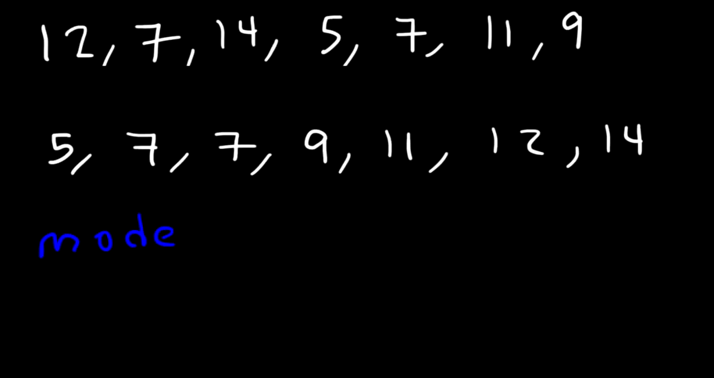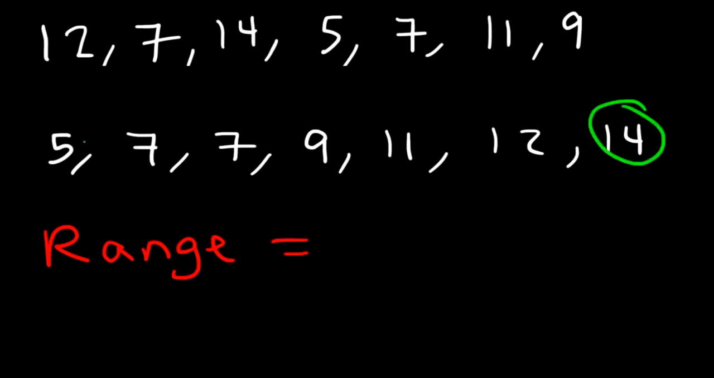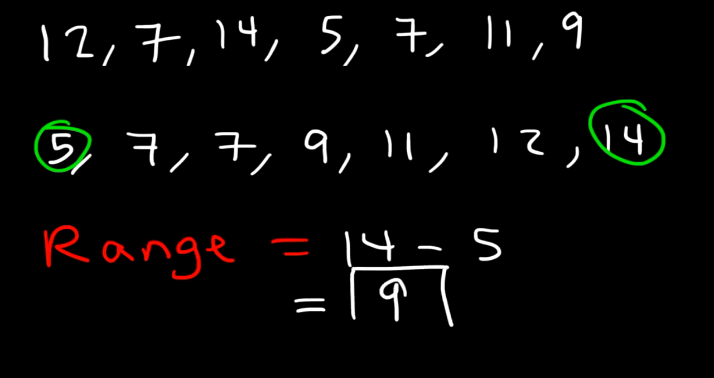Now the last thing that we need to calculate is the range. So how can we find the range of this data set? The range is simply the difference between the highest number and the lowest number. The highest number is 14, the lowest number is 5. 14 minus 5 is 9, and so 9 is equal to the range.